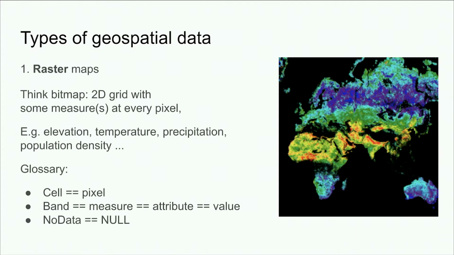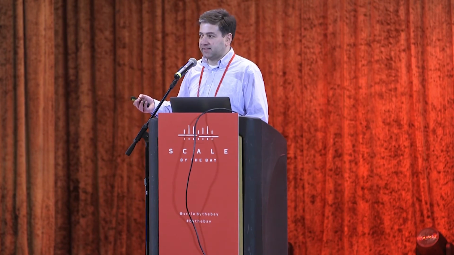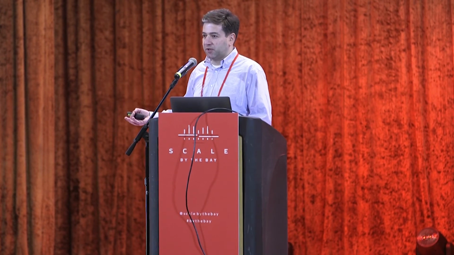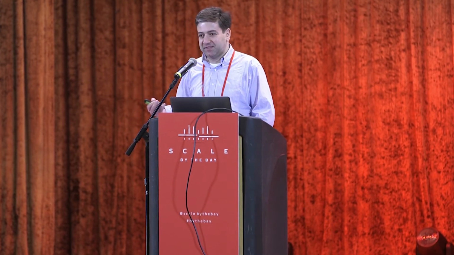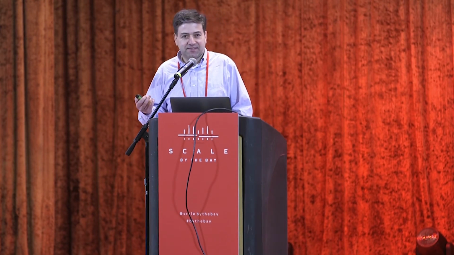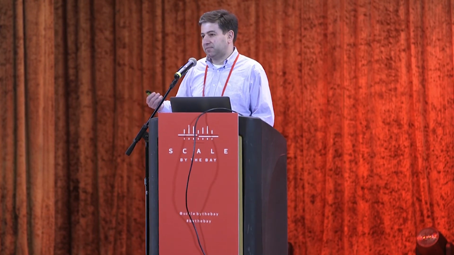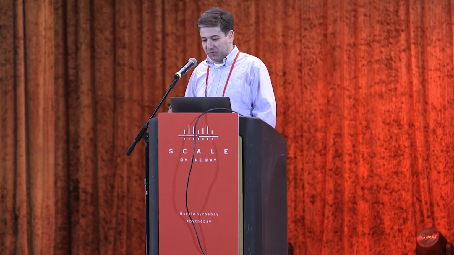And you might find the word cell, it's the same as pixel in GIS jargon. Band is a measure. So if you have RGB bands, it has 3 measures, red, green, and blue. So they will call it a 3-band bitmap. Don't be scared. And they call null, no data. Otherwise, it's just a bitmap. If you used any image processing tool, you know what the data looks like.